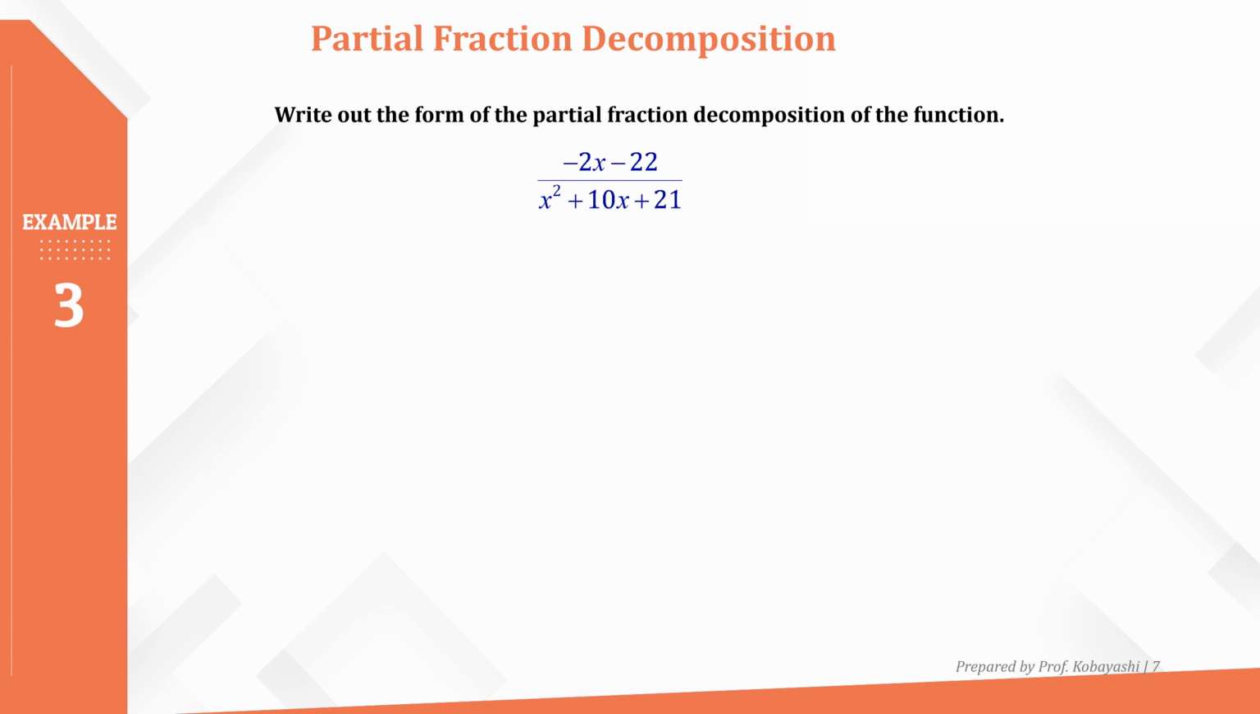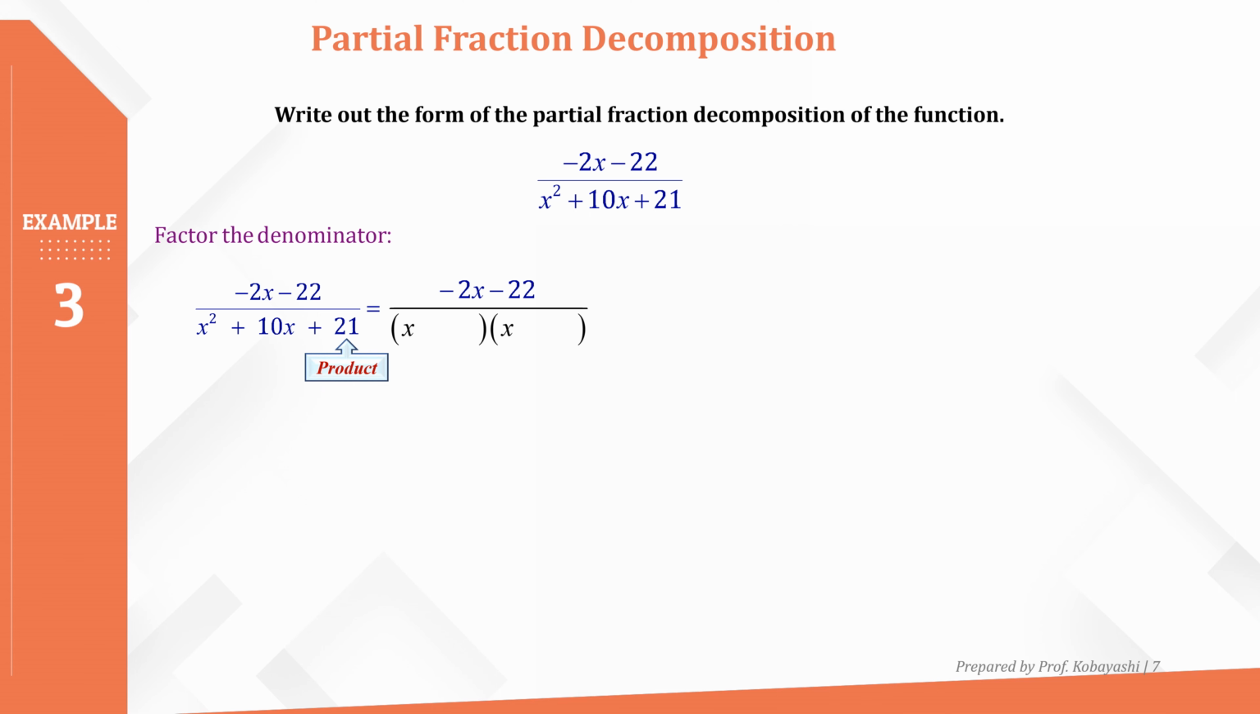Let's now look at an example to find out the partial fractions with unknown values. First, factor the denominator x squared plus 10x plus 21. Think of 2 numbers whose product is 21, the last term, and whose sum is 10, which is the coefficient of the x term. We can factor it as (x plus 3)(x plus 7).